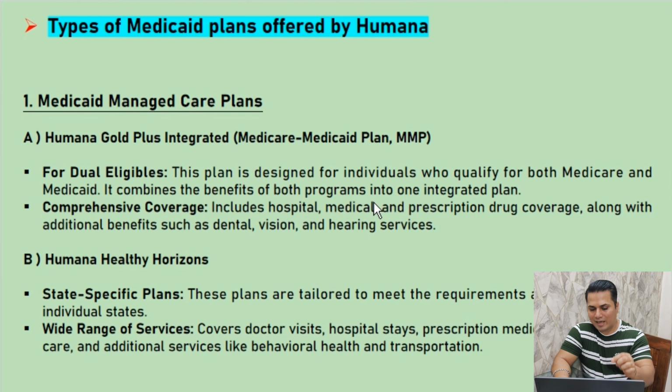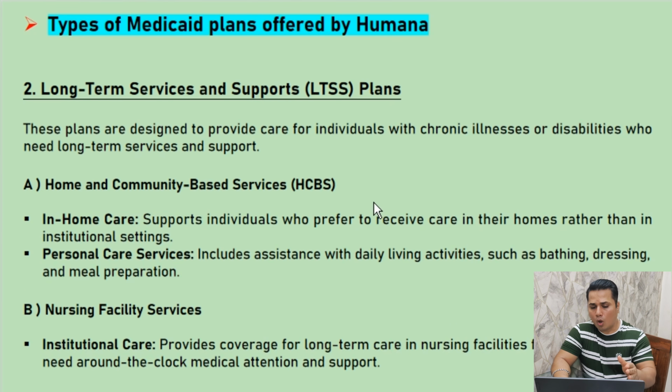B. Humana Healthy Horizons. State specific plans. These plans are tailored to meet the requirements and regulations of individual states. Wide range of services covers doctor visits, hospital stays, prescription medications, preventive care, and additional services like behavioral health and transportation. Number two, long-term services and support plans, which is also called LTSS in short form.